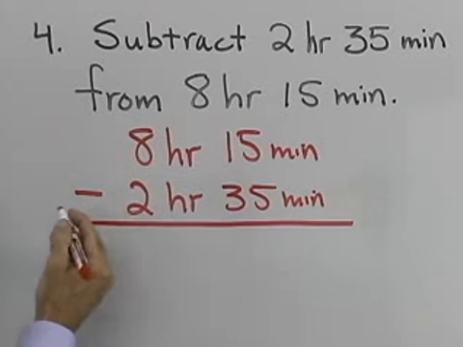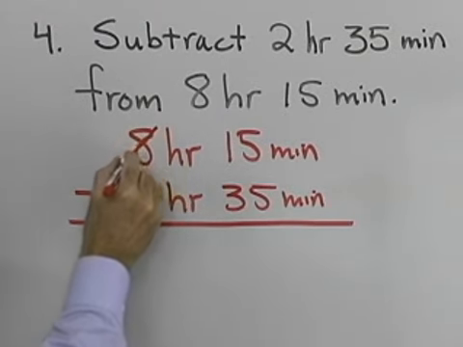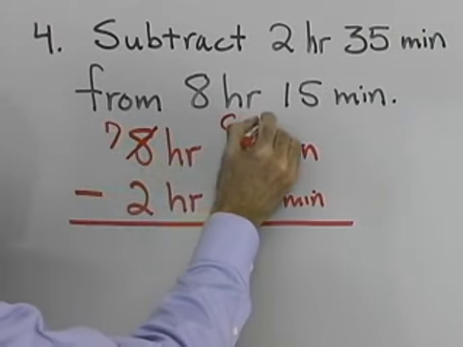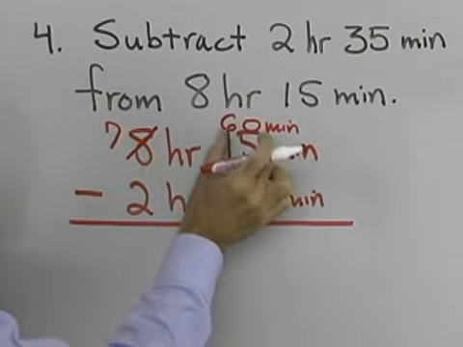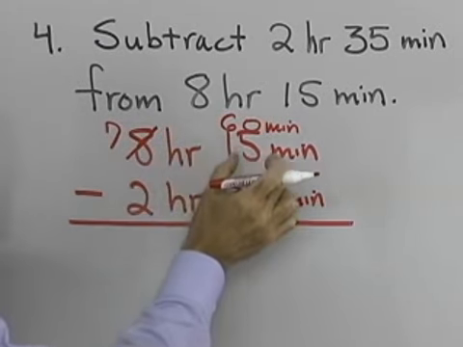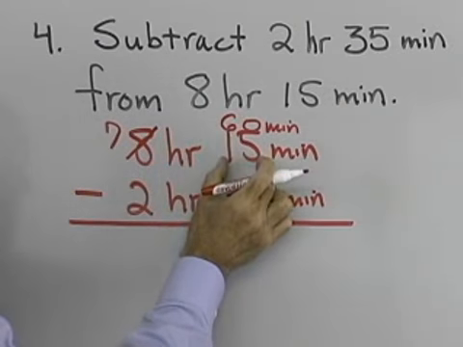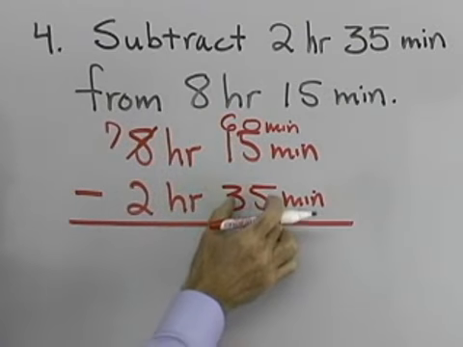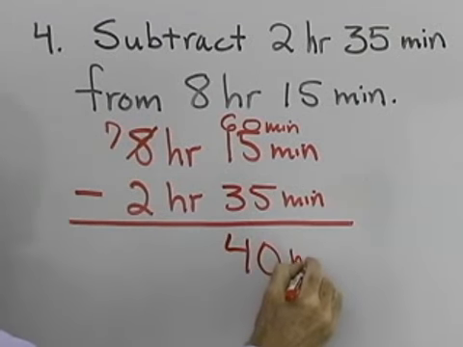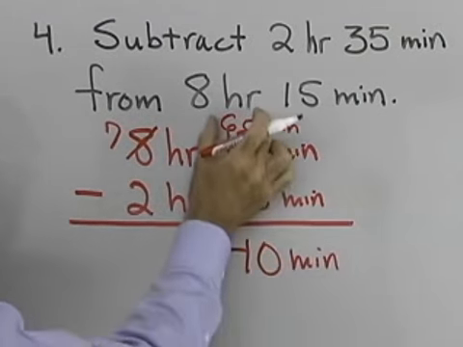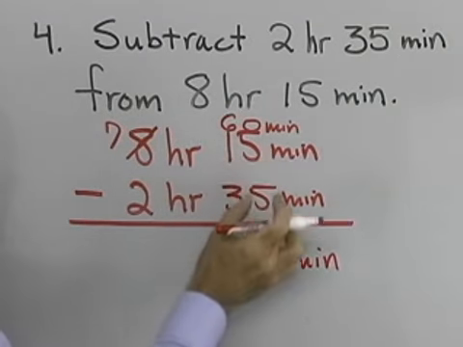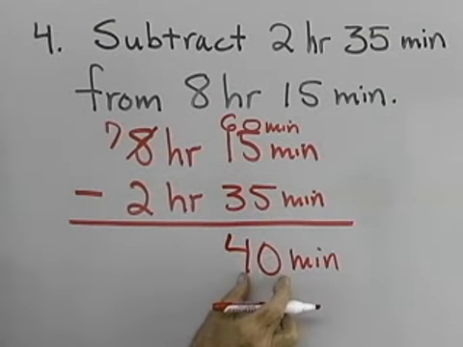So just as a notation that shows me that I've done that, instead of 8 hours, I'll have 7 hours, plus over here I'll have another 60 minutes. So there's my 1 hour that I took from here that I borrowed. 60 minutes plus 15 minutes is 75 minutes. Now I'll subtract 35 from 75. I'll end up with 40 minutes. So remember, this is 60 minutes plus my 15 minutes that I had originally. That's 75 minutes. Subtract 35 minutes gives me 40 minutes.